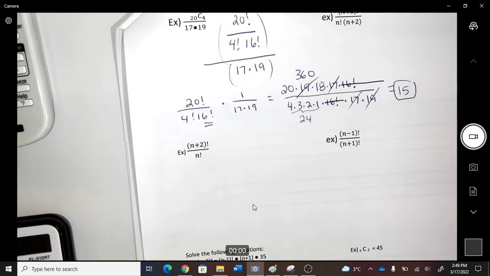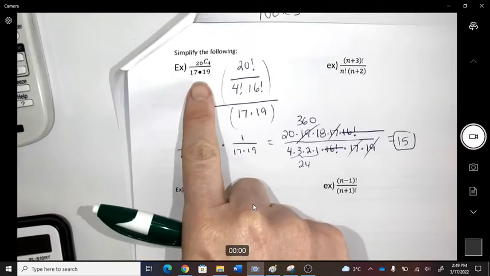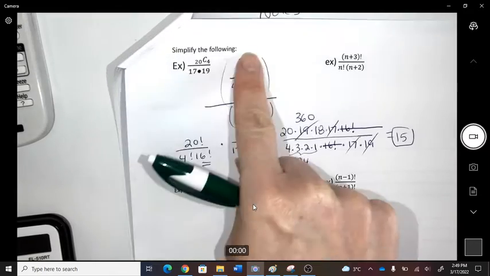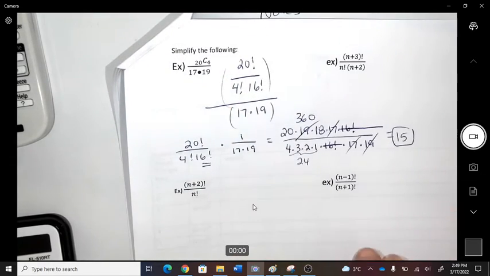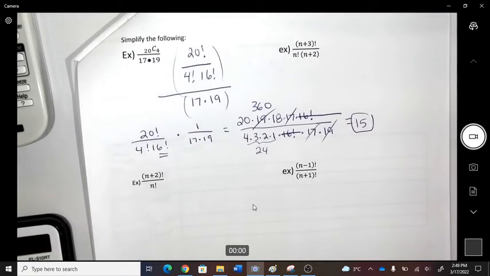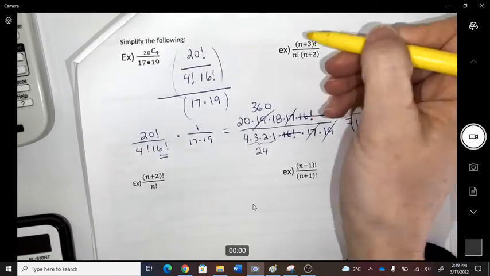So, you know what? If you saw this on your test, I know that you have a calculator with you, and that's fine to plug this in, but you would get no points. Okay? You would have to show maneuvers like that and how to cancel. Okay. So here's number 2.